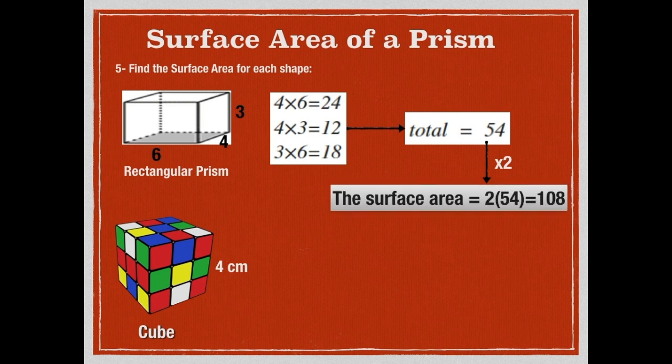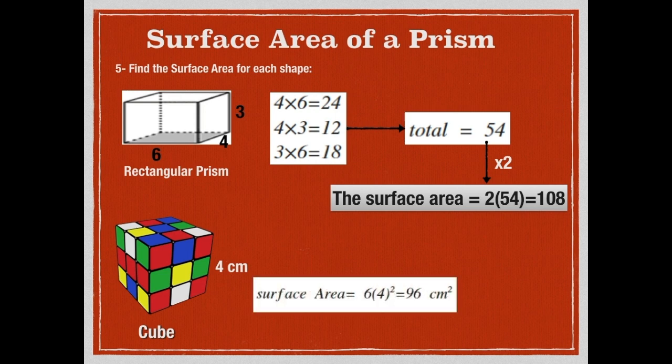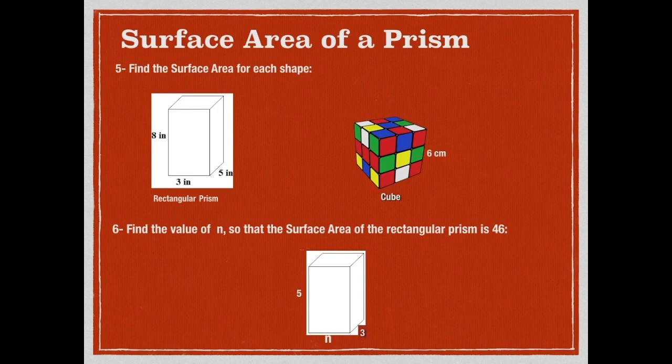For the cube, calculate the area of one face, which is the area of square, 4 times 4, and multiply it by 6. Pause this video and try to solve these questions.